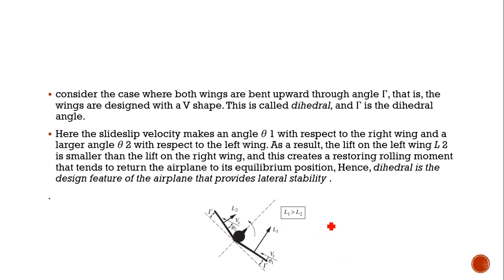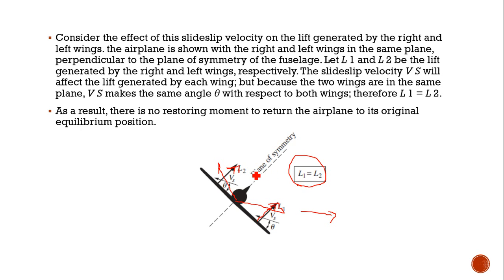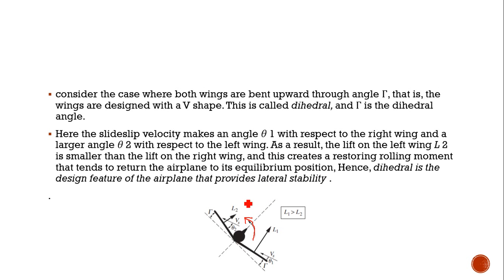See here, lift on one wing is more, and lift on the other wing is lesser. So this causes the airplane to have a moment, so that if there is a roll towards left, an opposite moment will be acting, and this opposite moment corrects the airplane. But here we can see the moment is also like this, and this causes the airplane to skid from the original position.